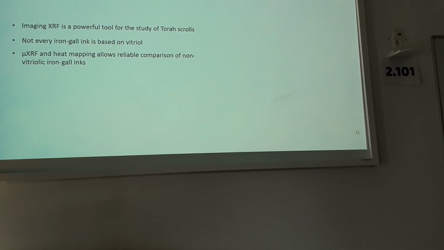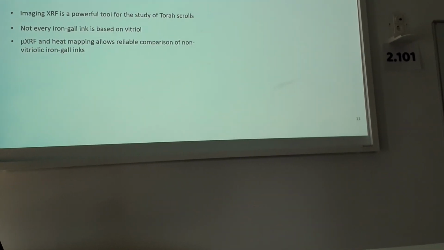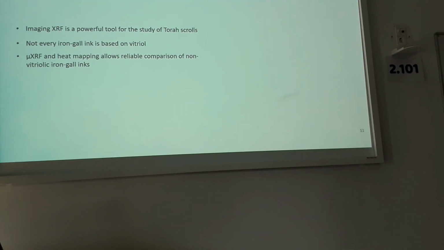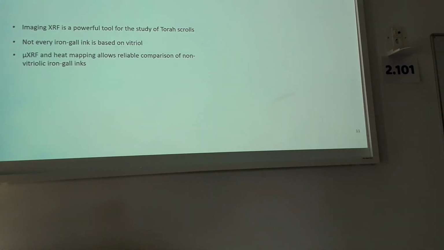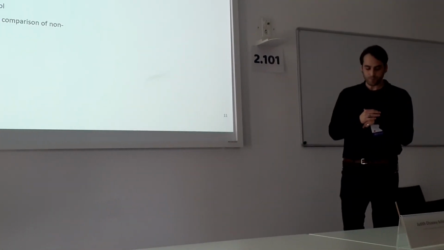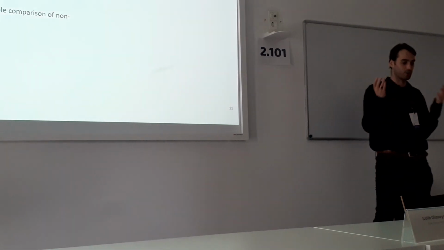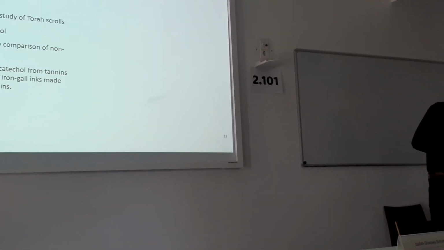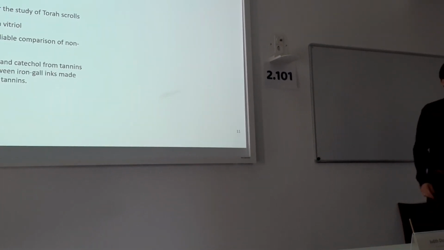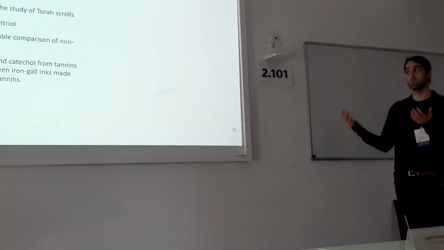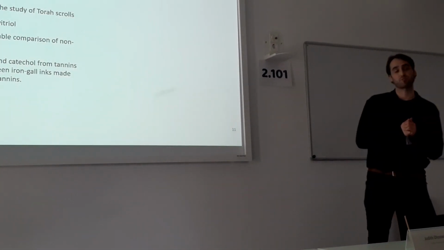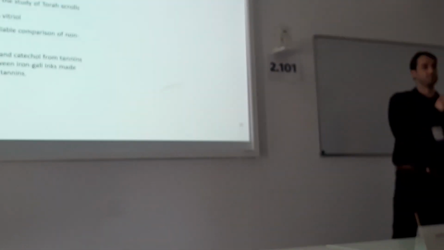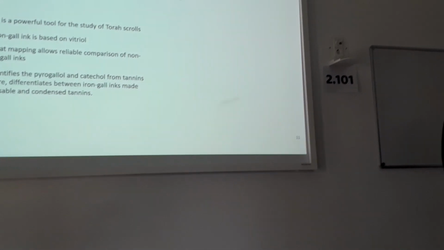The micro-XRF and displaying the data as heat maps helps us in visualizing those fragments and sections that were corrected or written with inks of very similar composition. And finally, using the mass spectrometry technique, which I quickly mentioned at the end of my presentation, we can finally distinguish between the type of tannins that was used for the production of ink.